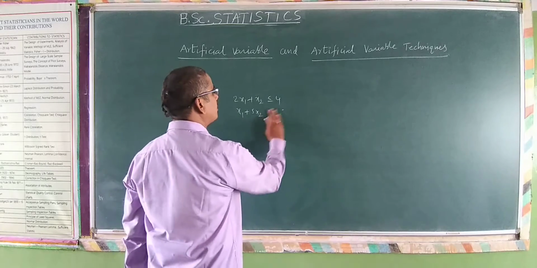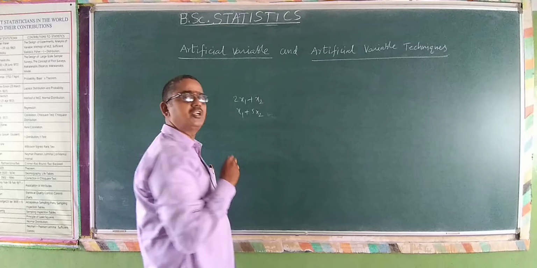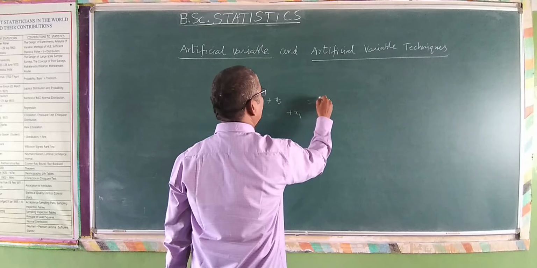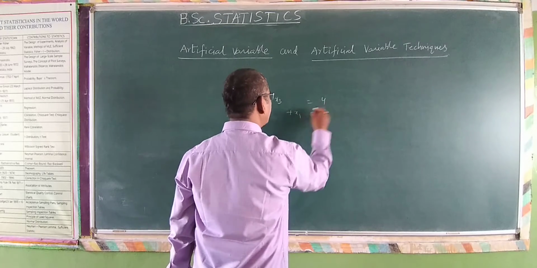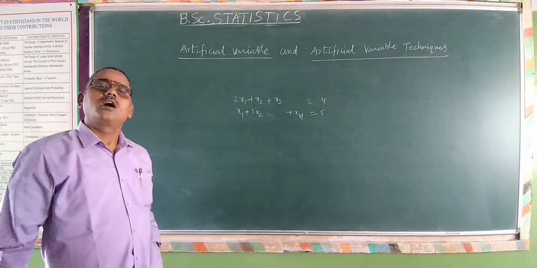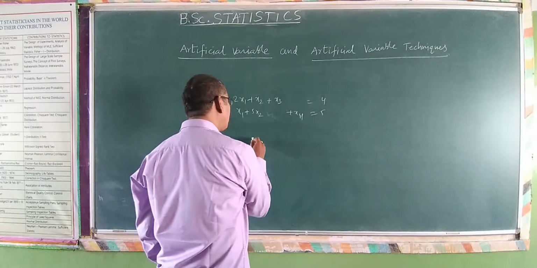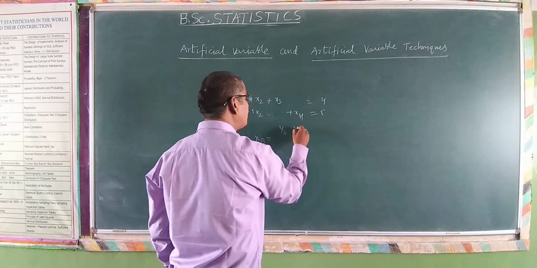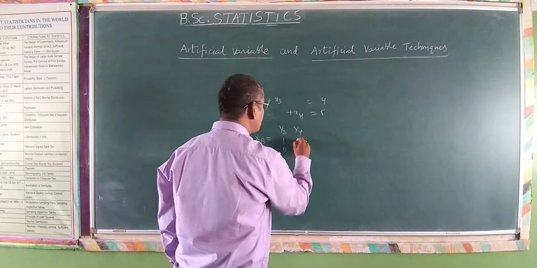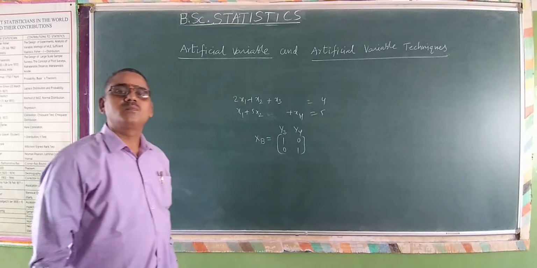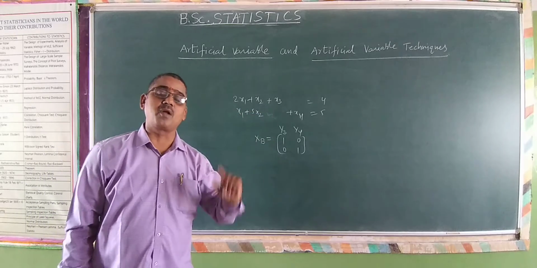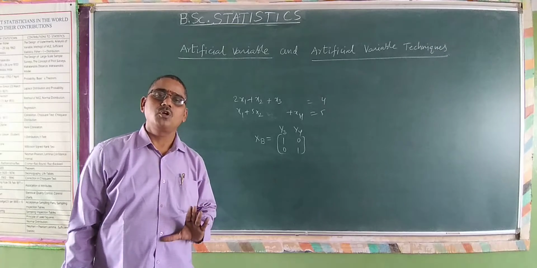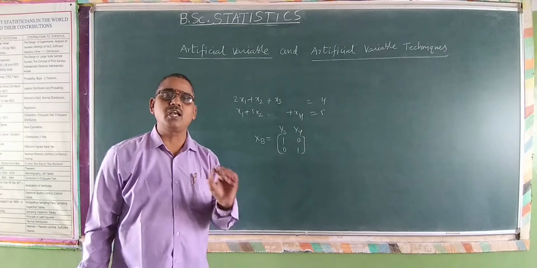Then it is easily observed that by converting these inequations into equations, for less than or equal to, we introduce plus x3 and plus x4, equal to 4 and 5, for example. Then my intention is to specify the initial basic feasible solution xb, which is 1 0 0 1 for x3 and x4. It is readily available. That is not my argument. Whenever the constraints are less than or equal to, the initial basic feasible solution is readily available.